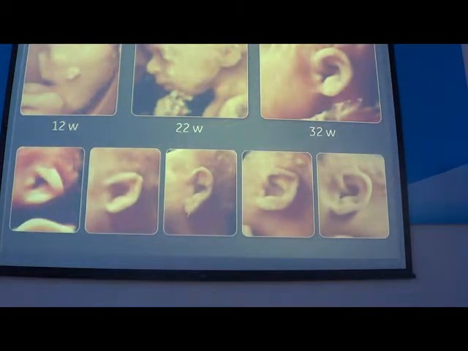And this is a normal ear, and here you have examples of abnormal ears.